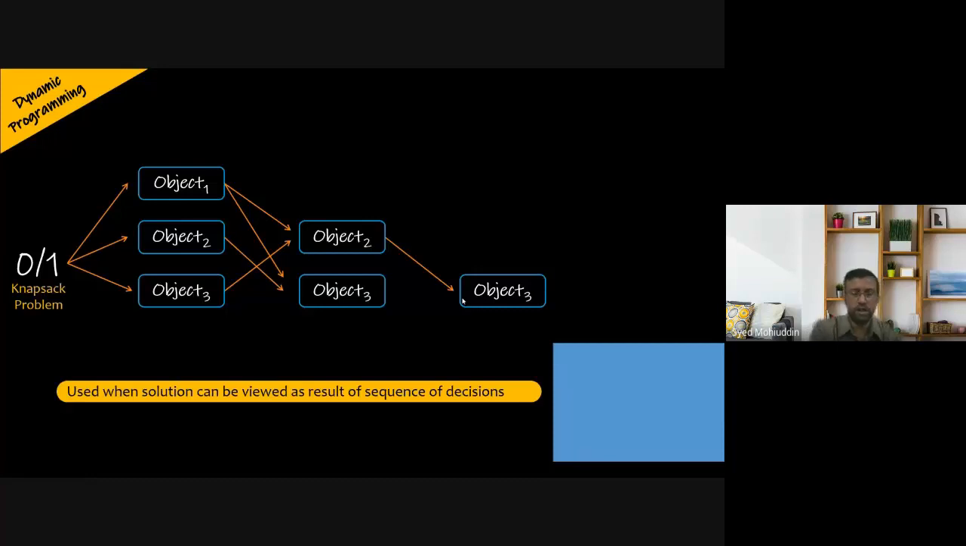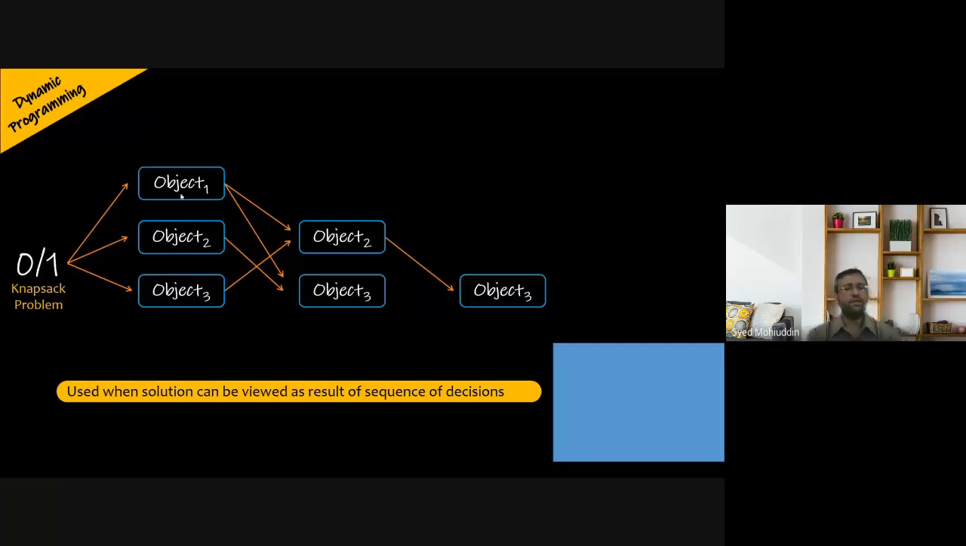So it's actually the way we try to solve these problems, that is, one decision at a time. So this is how dynamic programming is going to work. In dynamic programming, what we do is we perform a sequence of decisions, and each decision is going to lead us to an optimal solution.